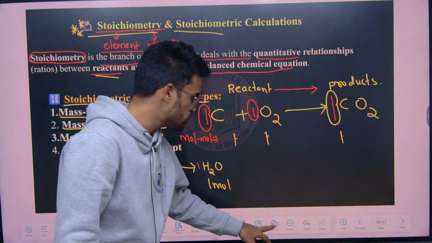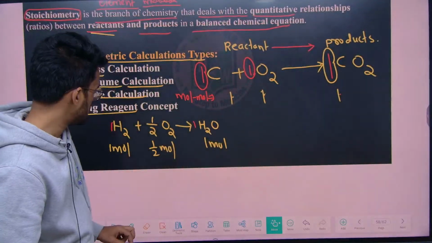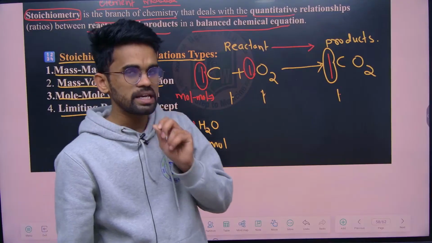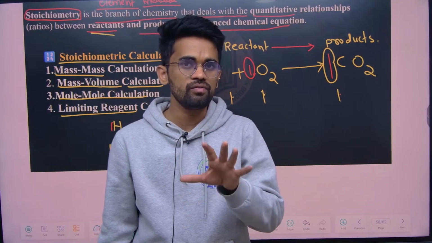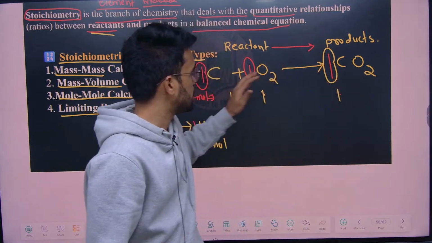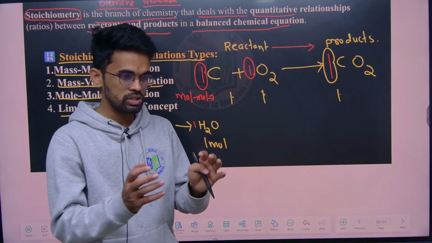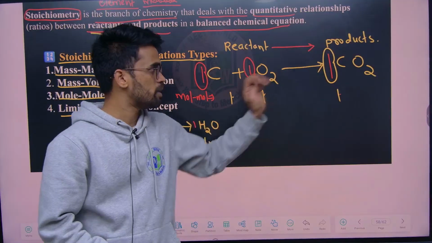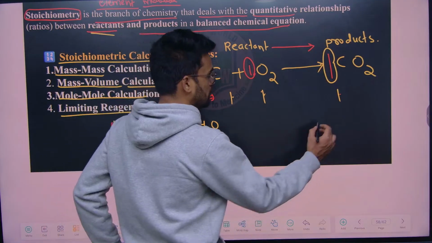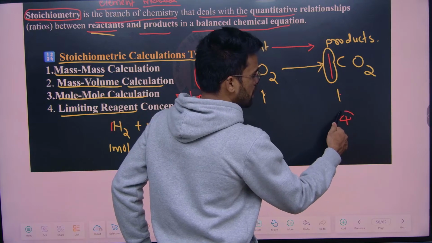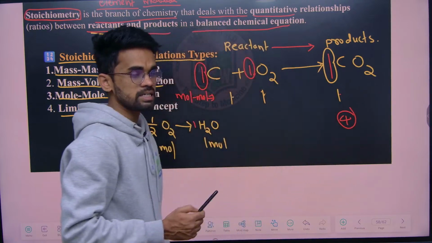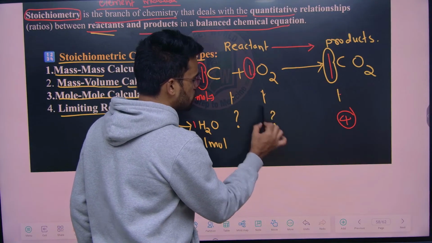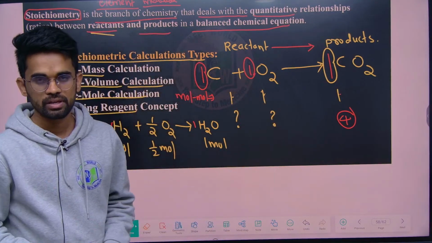Now what is the use of knowing these mole relations? I will tell you one simple thing. I'm asking you to produce 4 moles of carbon dioxide in the reaction. You go to the lab, take the equipment and produce 4 moles of carbon dioxide. So I want carbon dioxide as 4 moles. In order to produce 4 moles of carbon dioxide, how many moles of carbon do you need to take? How many moles of oxygen do you need to use? This is the question.